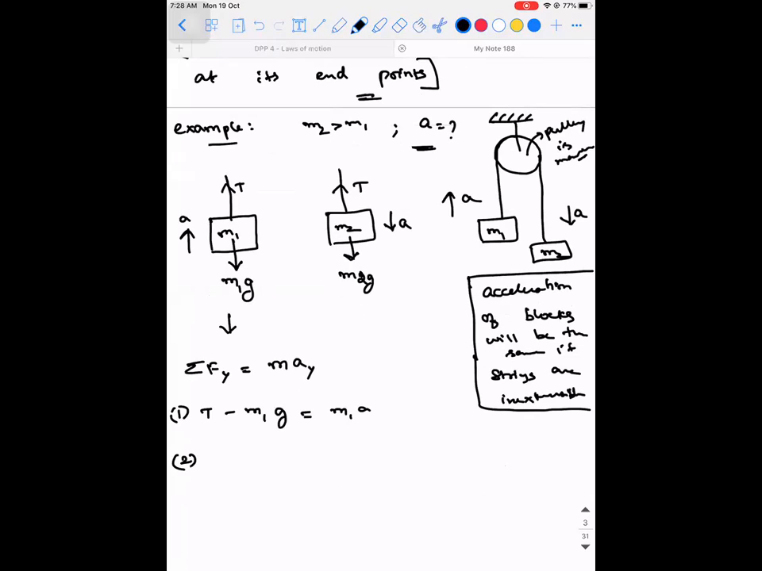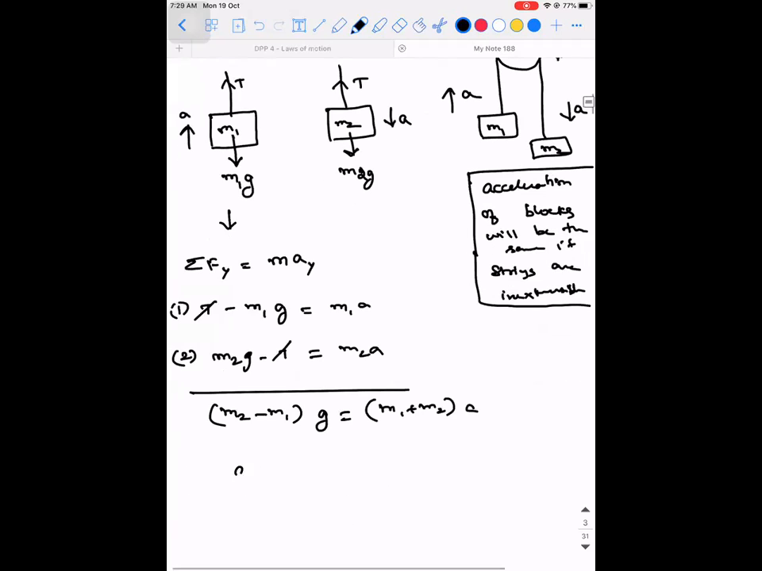M2g minus T is equal to M2a. That's right. So when you solve, T should get cancelled. Okay, so in all these problems, tension will disappear in the mathematical equation. (M1 plus M2) into a. So a will be equal to (M2 minus M1) into g divided by (M1 plus M2). So I hope you all know this, right?